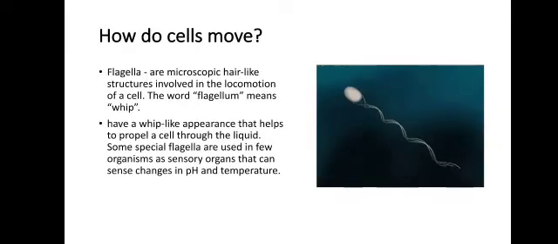Flagella. Flagella are microscopic hair-like structures involved in the locomotion of a cell. The word flagellum means whip. It has a whip-like appearance that helps to propel a cell through the liquid. Some special flagella are used in a few organisms as sensory organs that can sense changes in pH and temperature.